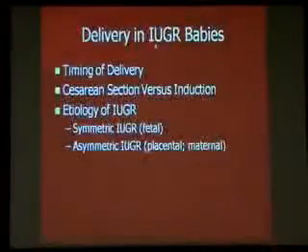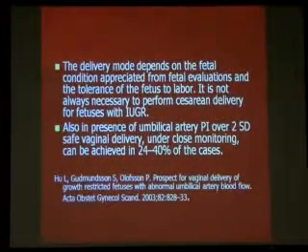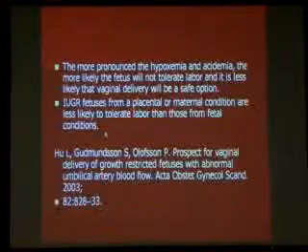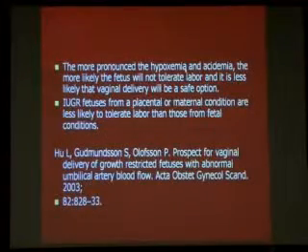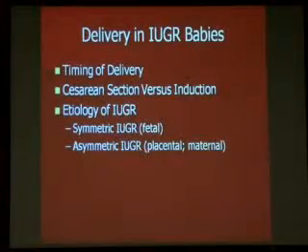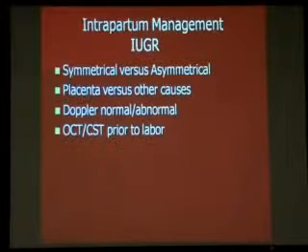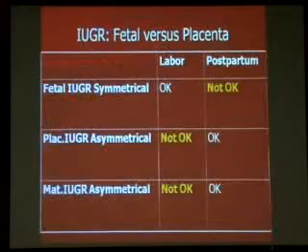The delivery mode, again, depends on fetal conditions and also on the Doppler. The more pronounced the hypoxia and acidemia, the more likely the fetus will not tolerate labor. So no matter what you do, the baby will be in bad shape, even if you do a cesarean section. You need to decide on timing of delivery, cesarean section versus induction, and more importantly, you have to look at the etiology of the IUGR baby. Symmetrical versus asymmetrical, placenta versus other causes.